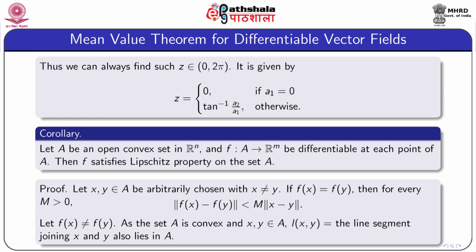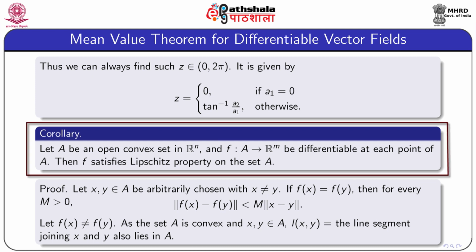Here we can always find such z from the open interval 0 to pi, and we can check it is given by z equal to 0 if a1 is 0, and if a1 is non-zero, it is tan inverse a2 by a1. Now, we prove another result.